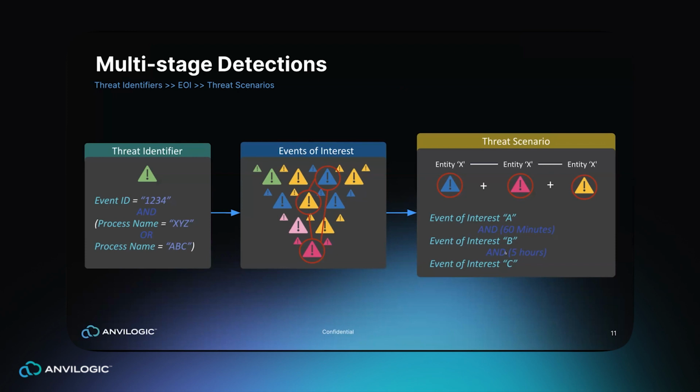In this example case, this could be looking for Windows event logs, event ID 4688, which is a process create, and then looking for rundll32, right? Or some way to load execution code via a DLL, right? That would make up an event of interest. Then from a scenario perspective, we're looking for the ability to chain those events of interest together when they occur all on the same entity.